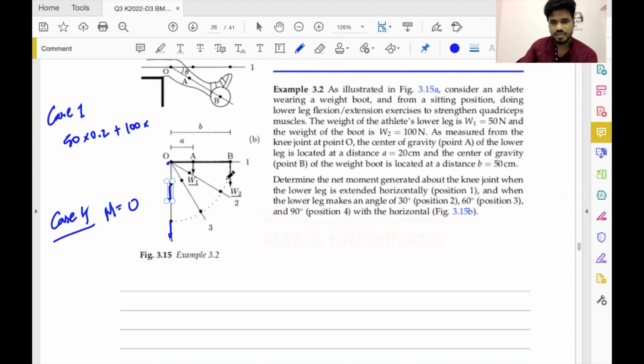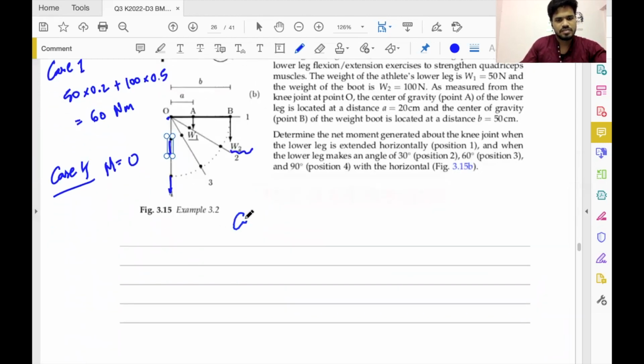Okay, it's not, it's case 2, that's acting at a distance of 0.5 meters. So case 1 moment also we can easily say. Case 3, I think we have done. Okay, this is 50 plus 10, that is 60 Newton meters. Okay, careful about the units. Let's do case 3, because that's something that we haven't done.